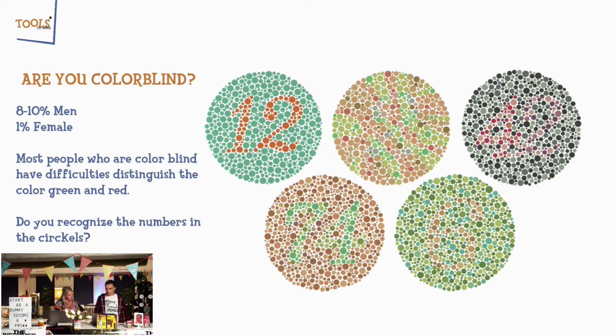So the thing is, when you are colorblind, it's hard for you to distinguish red and green. So you should also think about it in your logo design, because if people can't read it, then they, of course, can't remember your logo. So make sure you find a good color combination that works and that the readability is very high.